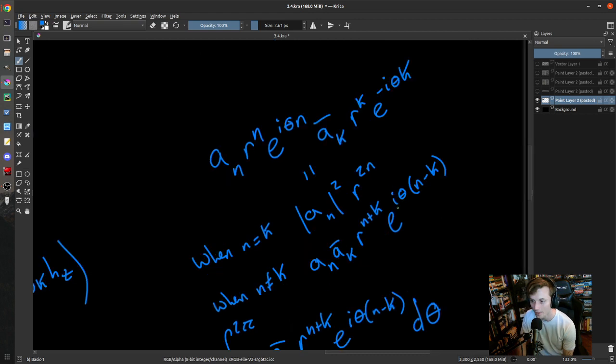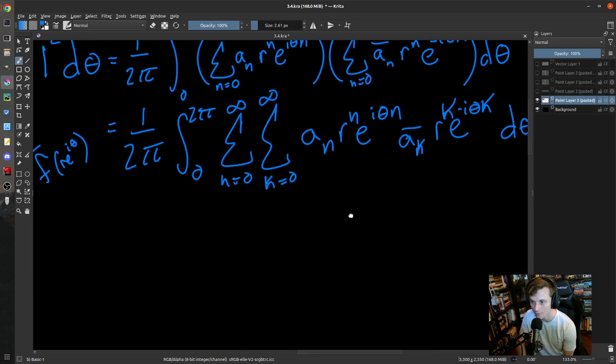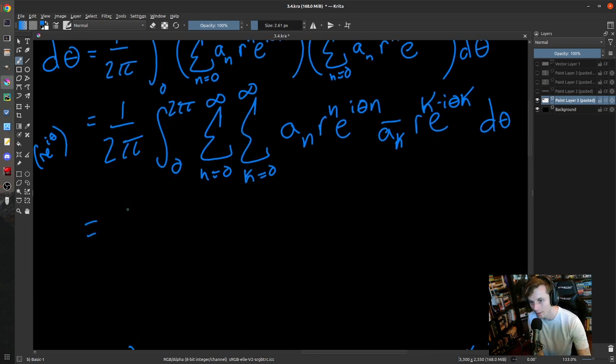In the other case, though, we might not get 0, right? In fact, we know what we'll get. So this piece right here turns into 1 over 2 pi, and I'm going to bring these integrals on in through the sum, and it will just turn into the sum for when n equals k, right?